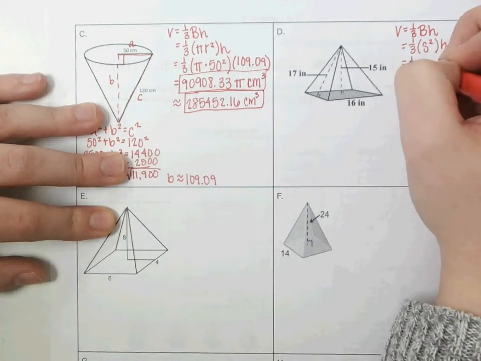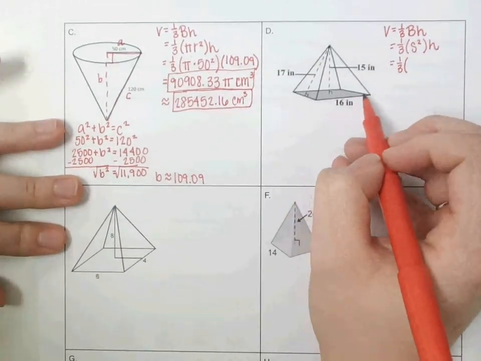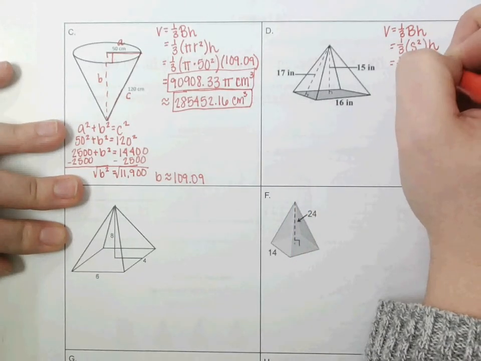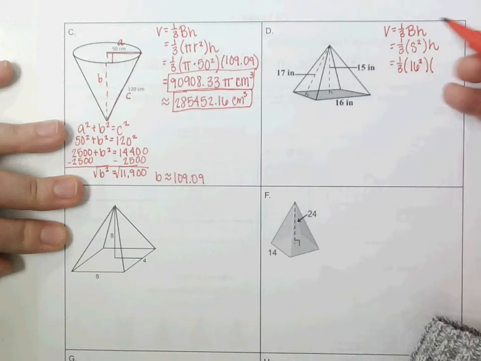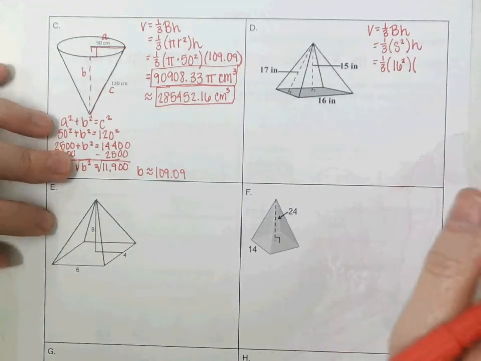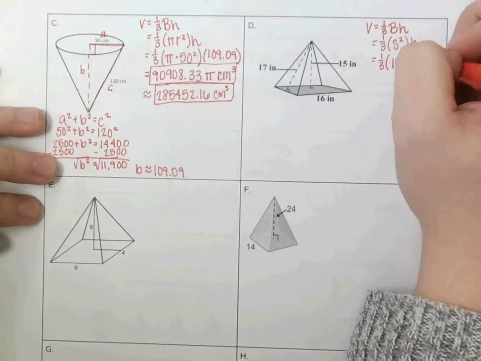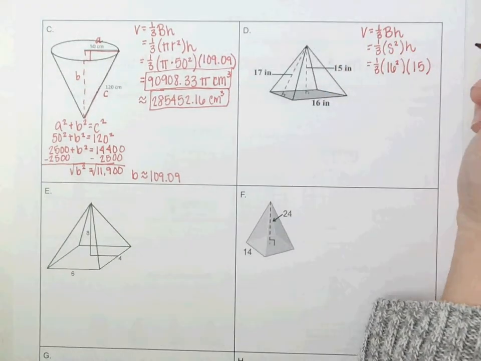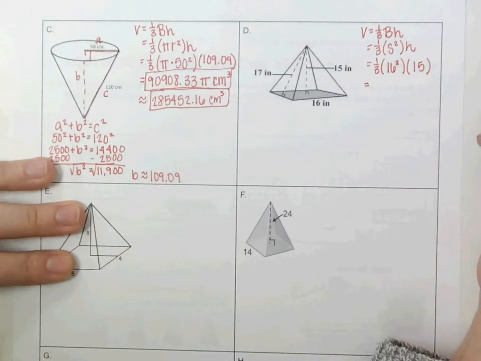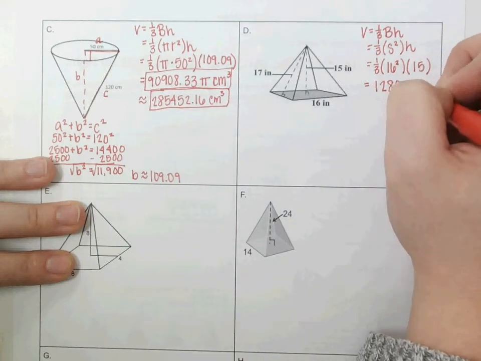So we're going to fill in what we know. We have 1/3 times, we see that we have 16 here is the side of our square for our base. So we have 16 squared times our height. Now you have to be careful this time, because now we're talking about height of the pyramid, not height of the triangles the same way we were in surface area. So the height of our pyramid is 15. So whenever we multiply these out, this time we don't have a pi, so we're going to get exact answers every time. And it's 1,280 inches cubed.